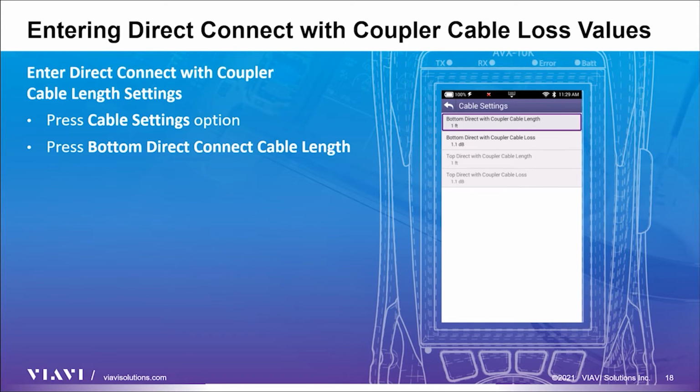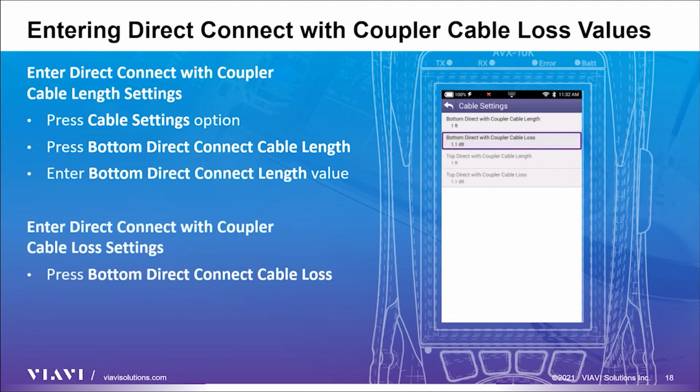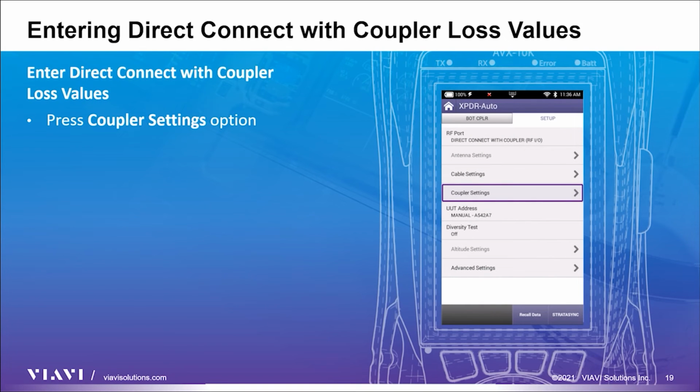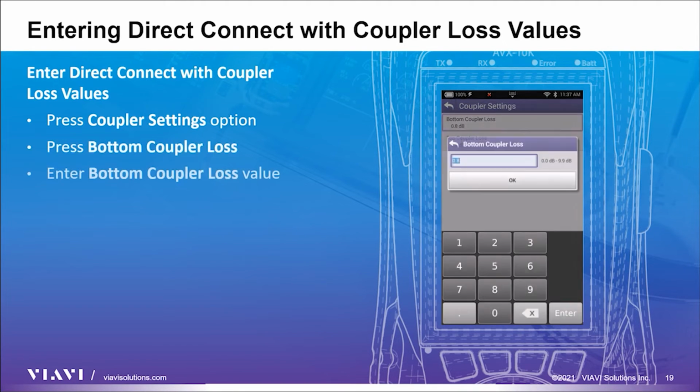Press the Cable Settings button to access the cable settings. Now set the coupler cable length values. And then the coupler cable loss values. Now set the loss values for the coupler. Press the coupler settings option. Now press the bottom coupler loss option and enter the value from the coupler. When diversity is set to on, the top coupler loss settings become available. And those are the standard settings for direct connect with coupler.